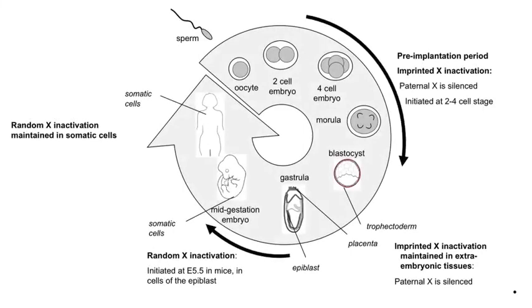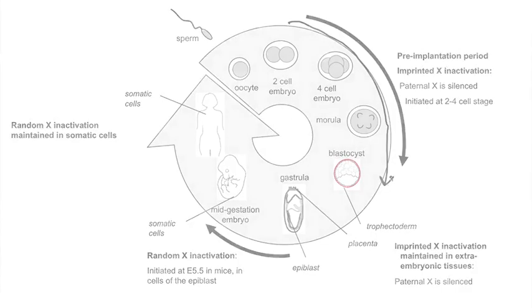So here I'm showing you a picture of the circle of life, if you like. We start out with a sperm and an oocyte. They fuse to form a zygote and then go through the pre-implantation phase of development, going through the 2-cell stage, the 4-cell stage, the morula, and ending up at the blastocyst that I mentioned.